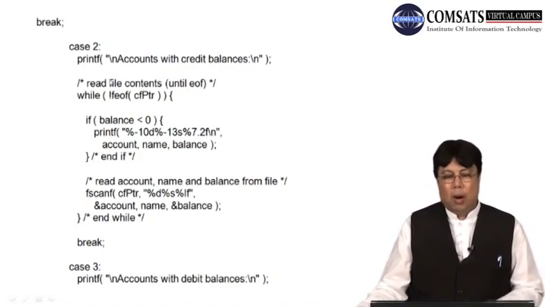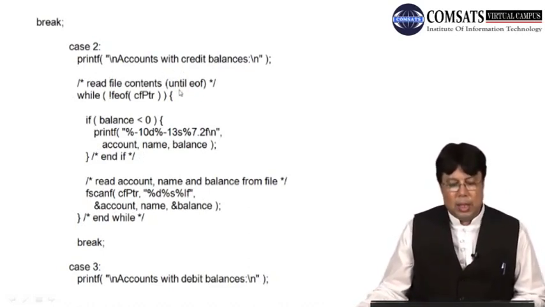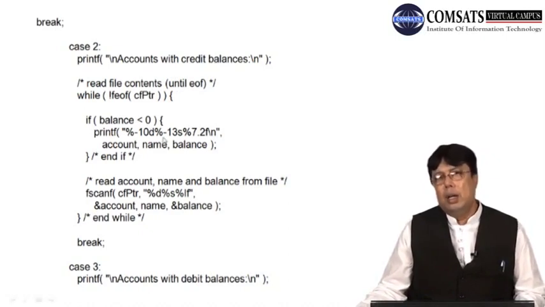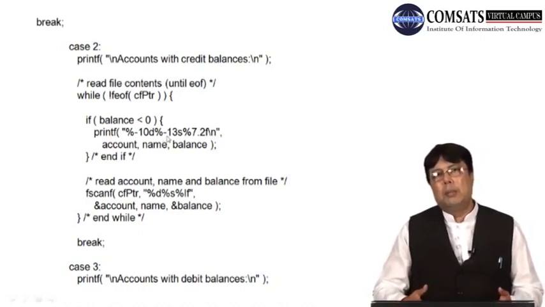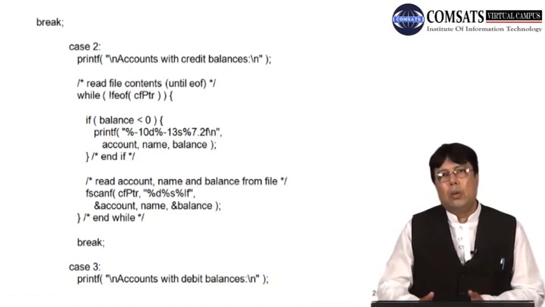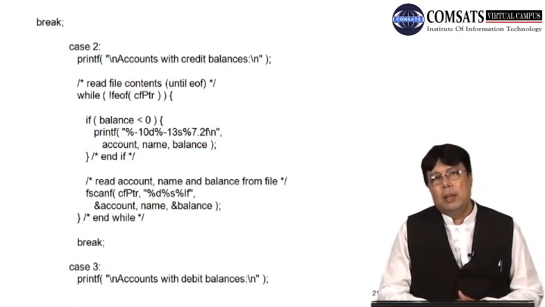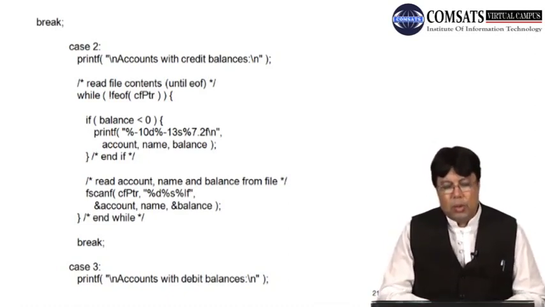Then case 2, accounts with credit balance. This time you can say that the balance is less than 0. Less than 0 means negative balance. So when does a negative balance happen? When we have the credit account. Credit account just like your credit card. In a credit card, whenever you purchase something, then your account goes to credit, means negative, and you are bound to pay that amount back to the bank. So that means it becomes a credit account and you have to pay to the bank.